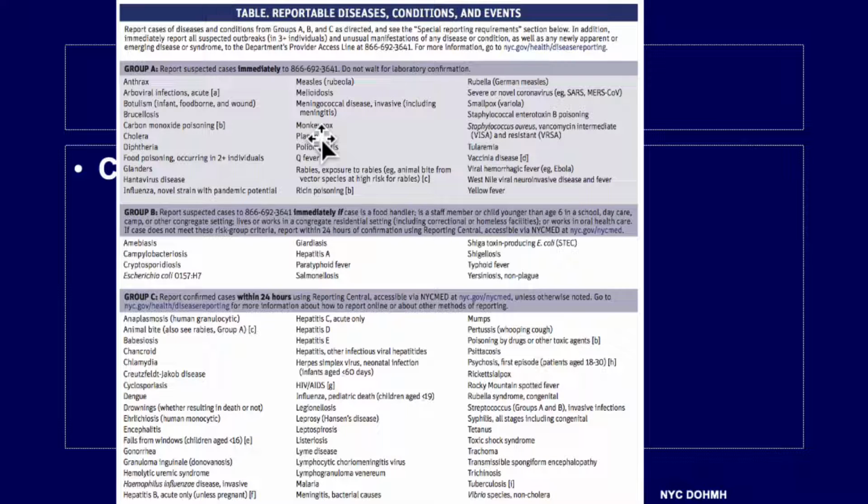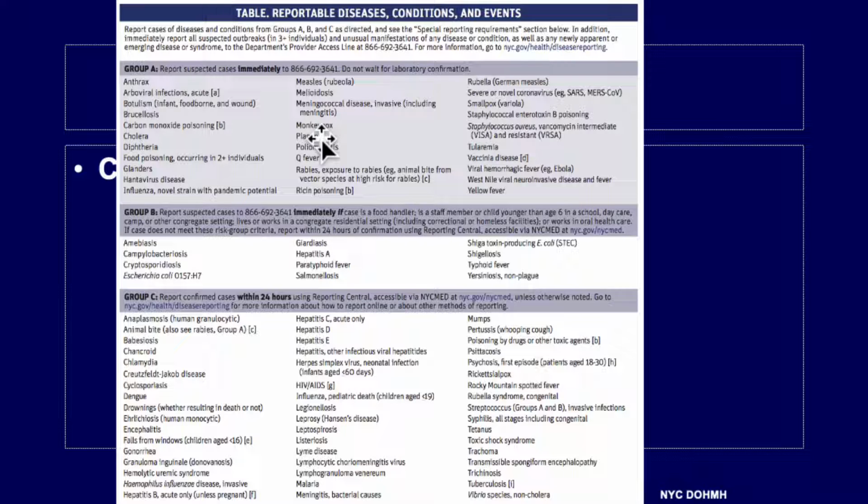This slide shows a table of reportable conditions and events for New York City, so you can get a sense of what they are in our locality. They're organized into 3 groups, A, B, and C, and these groups relate to the timeliness with which providers and laboratories are expected to report to the health department.